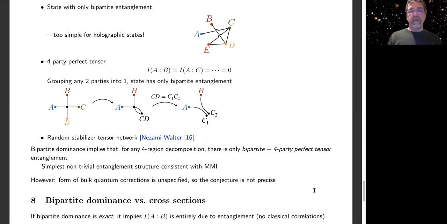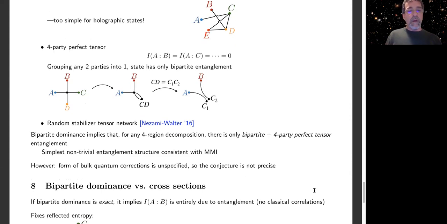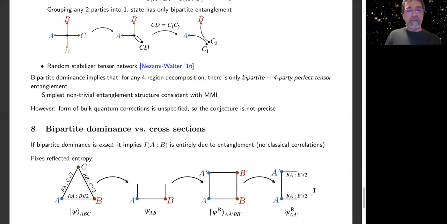Okay, so let's first put aside the quantum corrections and go with the assumption that this bipartite dominance is exact. And if it's exact, then the mutual information between A and B, so now I'm in a situation where I have A, B, and then whatever its complement is, that mutual information must be entirely due to entanglement.